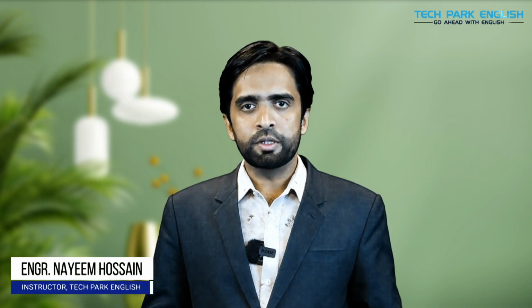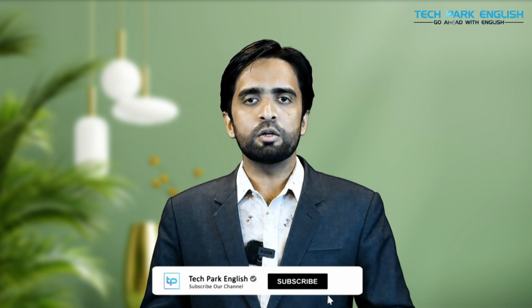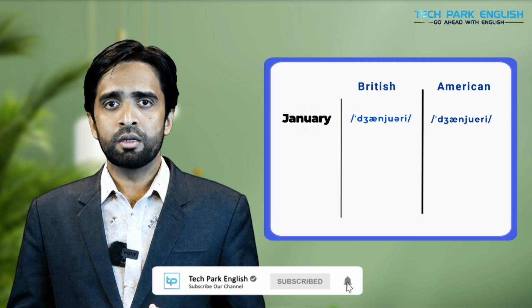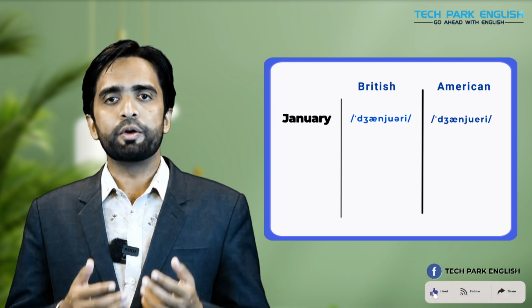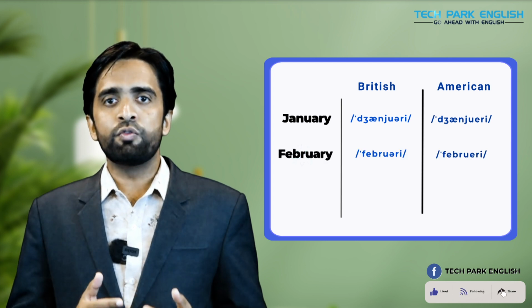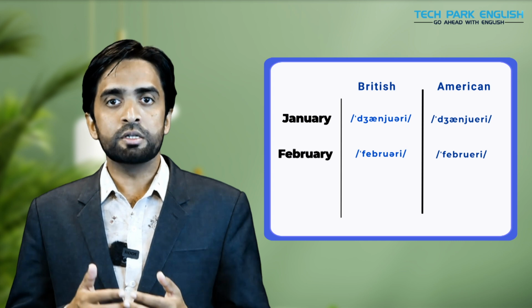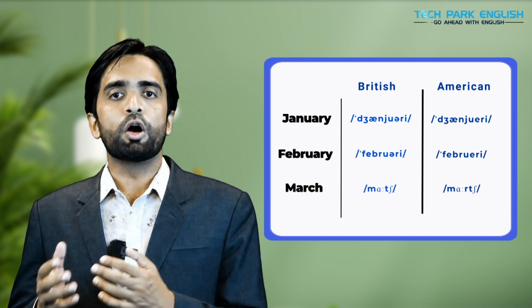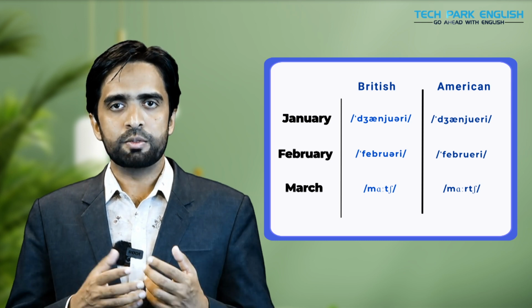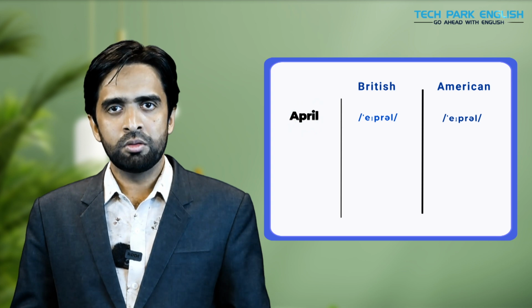আমরা আজকের এই ভিডিওতে ইংরেজি 12 মাসের ব্রিটিশ অ্যান্ড আমেরিকান উচ্চারণ শিখব। Let's start with January. January. January is in British. January is in American. February. February. February is in British. February is in American. March. March. March is in British. March is in American. April.